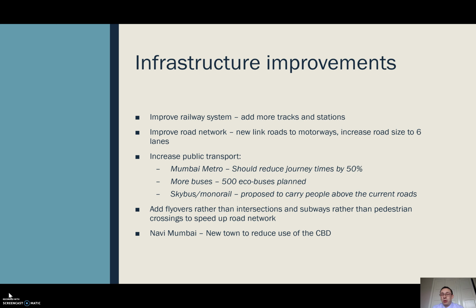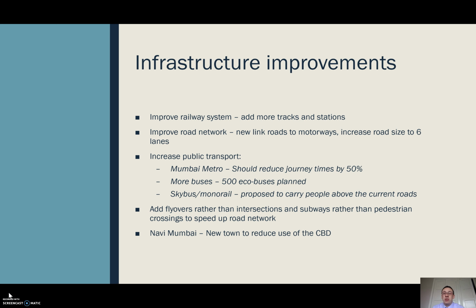An overall increase in public transport is something that we're going to see as well. The Mumbai Metro is being built, and it is built to some degree, and that should reduce journey times by up to 50%. The introduction of up to 500 eco-buses into Mumbai is something that obviously is going to provide more buses, which is a great thing, but also buses that are more ecologically friendly, which is also hugely positive as well. And there's a proposal to build a monorail system or a skybus, which is going to be implemented to carry people above the current roads and to take some of the strain off the network that's there.